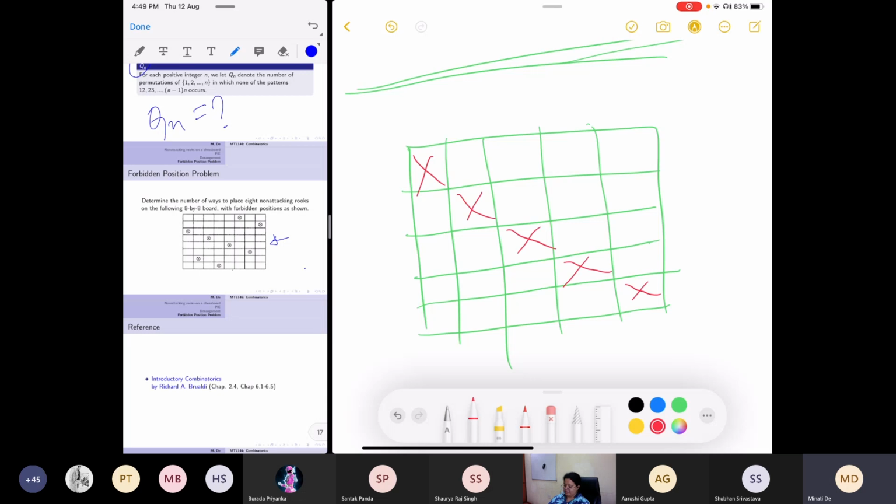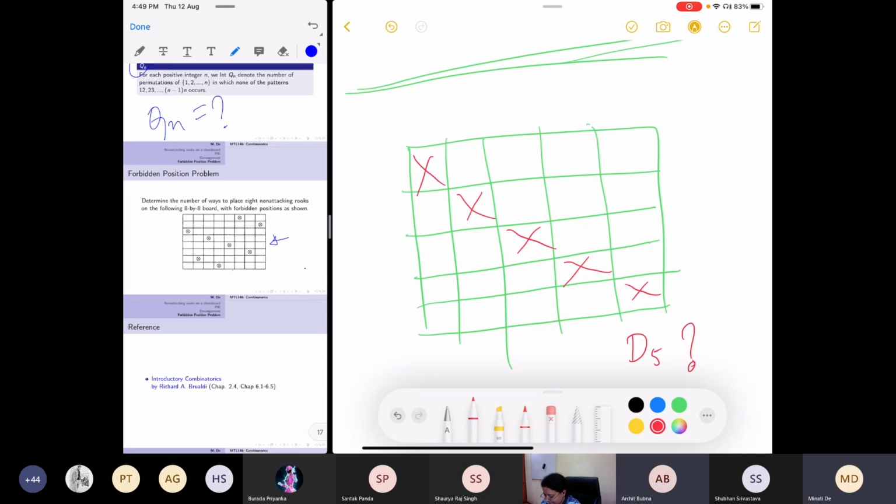Now, can you tell me how many ways you can place your rooks in non-attacking position in this chessboard, avoiding this position? Can you give me the count? D5. Can you give me proof why this is D5?